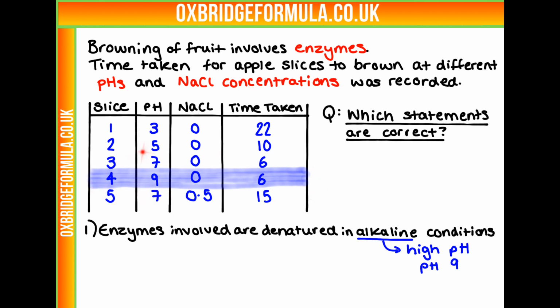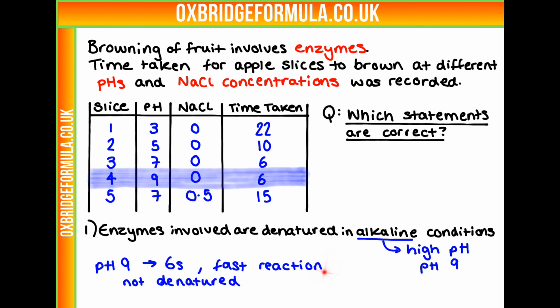So if we highlight this here, we can see that the time taken for the reaction at this pH was only 6 seconds, which is the fastest one out of all these different experiments. Therefore, the reaction is quite fast. We know it's not going to be denatured. It's working probably one of the most efficiently it can. So this statement is going to be incorrect.